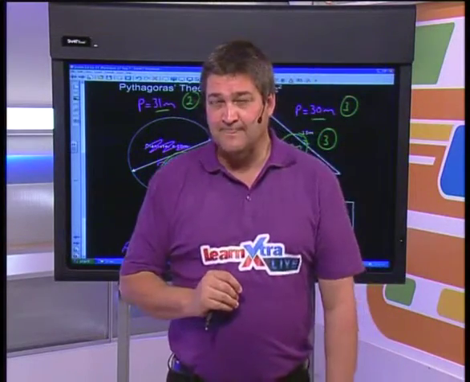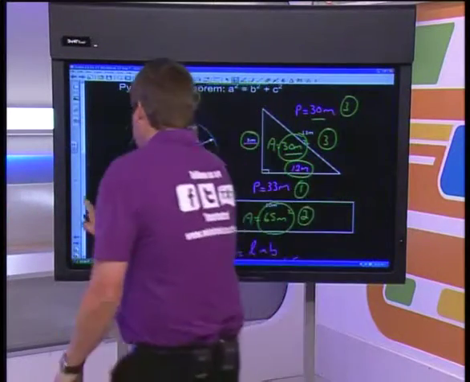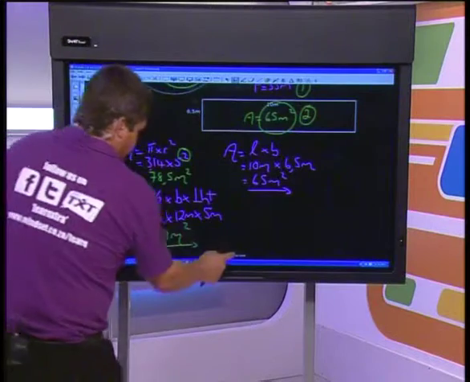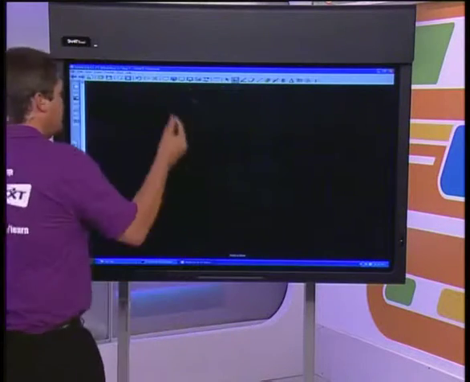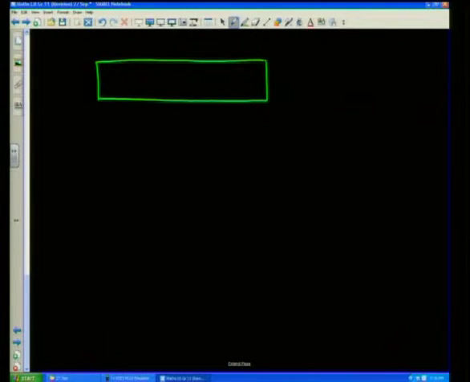Got that? Okay. I think it's far too early for a break, so I'm going to tell you a story. Right, so here's my story. I'm going to give you a rectangle. And here's my rectangle drawn. This is 1 meter.